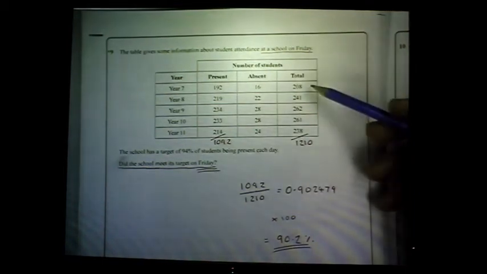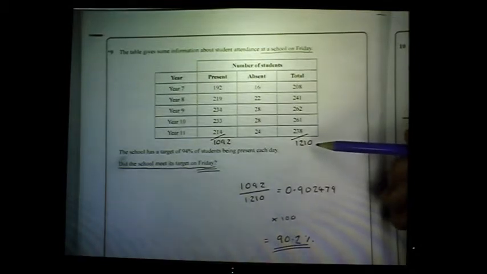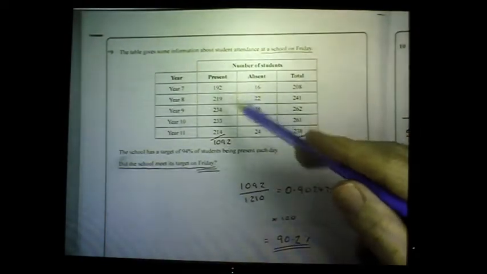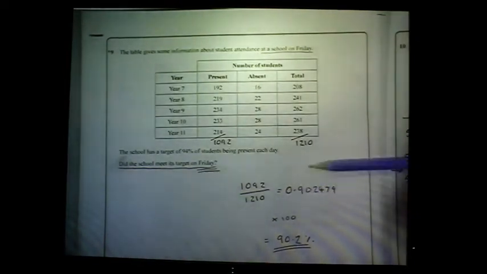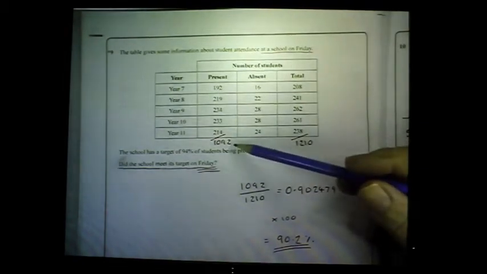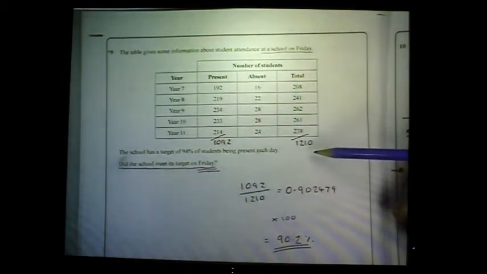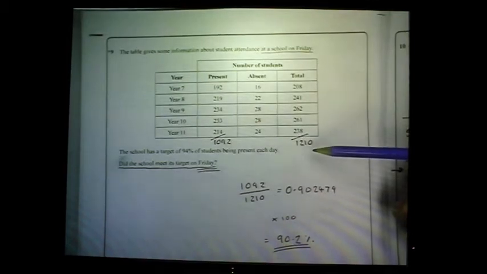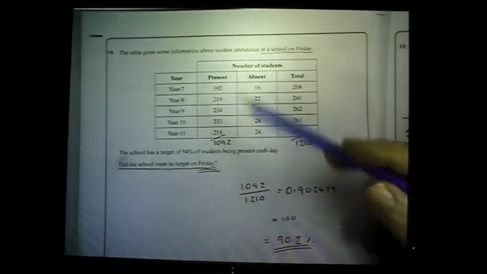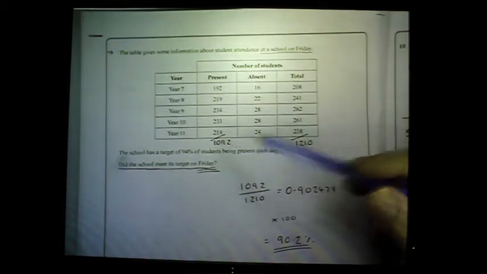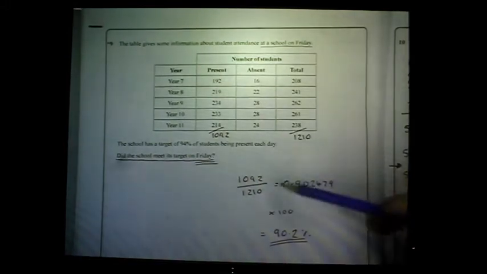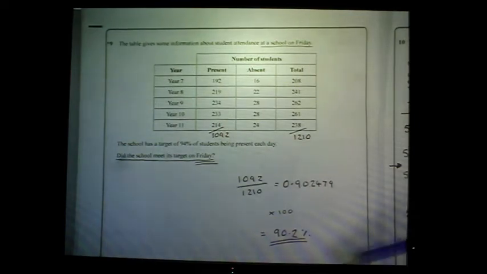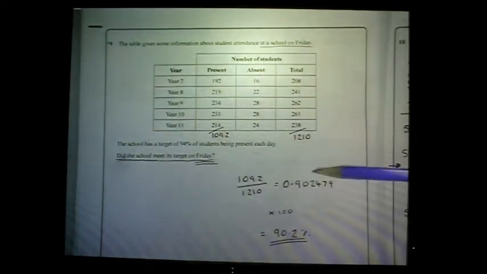There's a few things you can start to do here. I've worked out the total number of students in the school, and the total number of students who were present. As a fraction, the number of kids who turned up was 1,092 out of a total of 1,210. So that's it there as a fraction. I've used my calculator, and converted that to a percentage, which is 90.2%, and you can see that it's below the 94% that they're asking for.